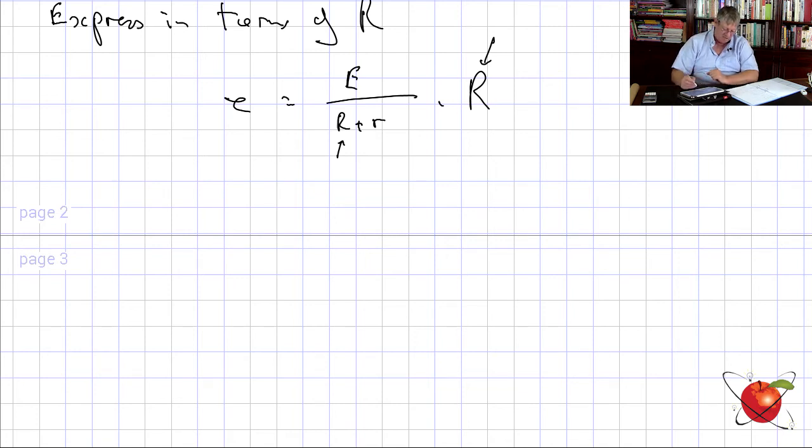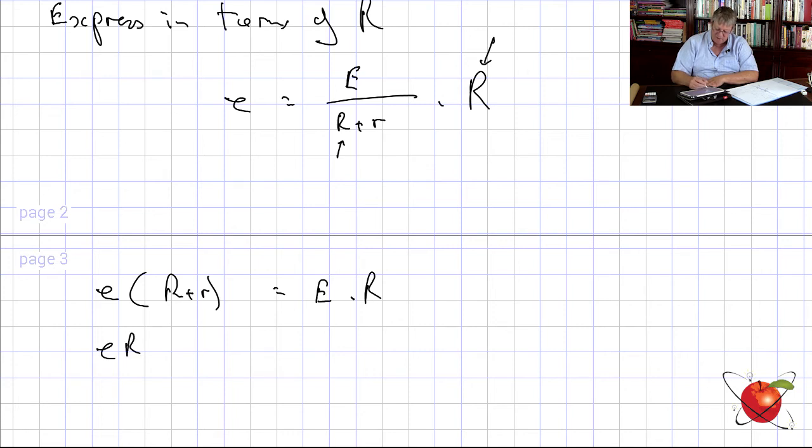So first of all, let's get rid of this denominator by moving it across. So E times (r plus R), there are no rules for this, that's why I'm doing these tricks, is equal to E r. Now you multiply out the brackets. This is the trick. You get ER plus E little r is equal to E times r.